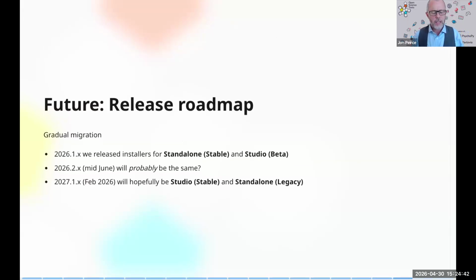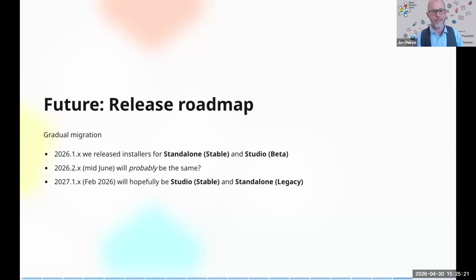The roadmap for this, so we've already, a lot of you have downloaded and had a go with the existing Studio Beta. So that was released back in February, the 2026.1 release series. And we've so far called that standalone, we're calling stable for now, and Studio we're calling beta. 26.2, which will be out in mid-June. I'm thinking we're probably going to be using the same sort of terminology, or maybe we'll drop the stable and beta and we'll just say standalone and Studio.